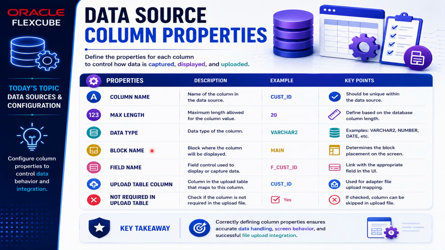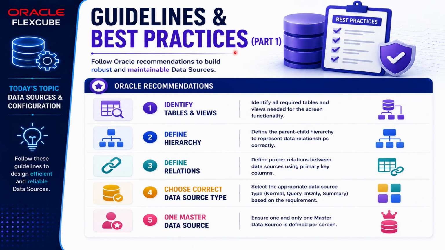Block name displays the data block to which the column has been mapped. Field name displays the corresponding data block field. Upload table column defines the upload table column mapped to the data source column. If this value is left blank, ODT assumes that the upload table column name is the same as the data source column name. The Not Required in Upload Table option should be selected when the column is not mapped to any upload table column.